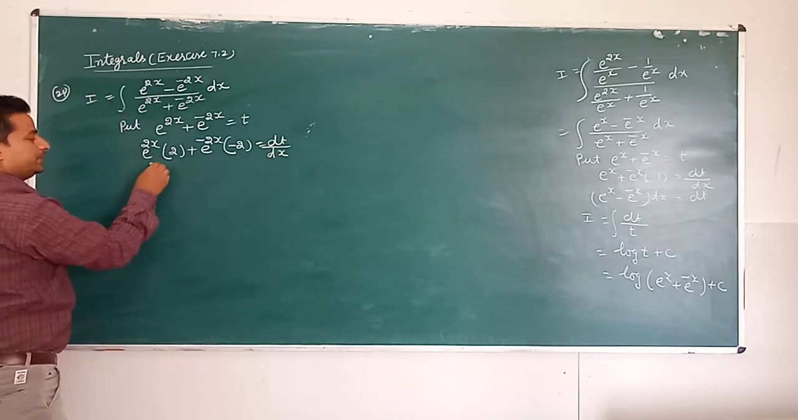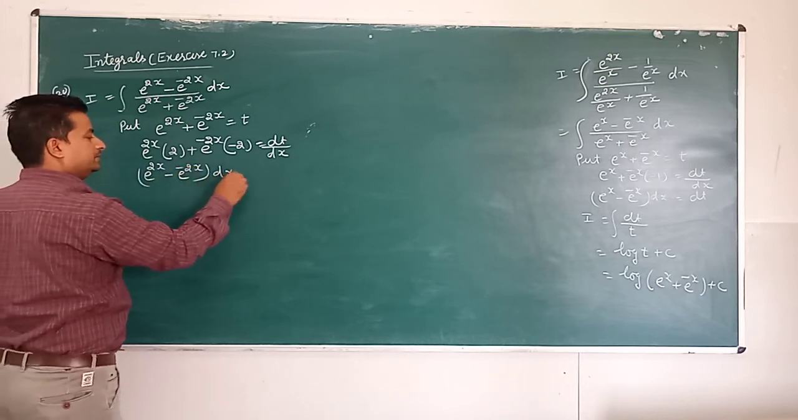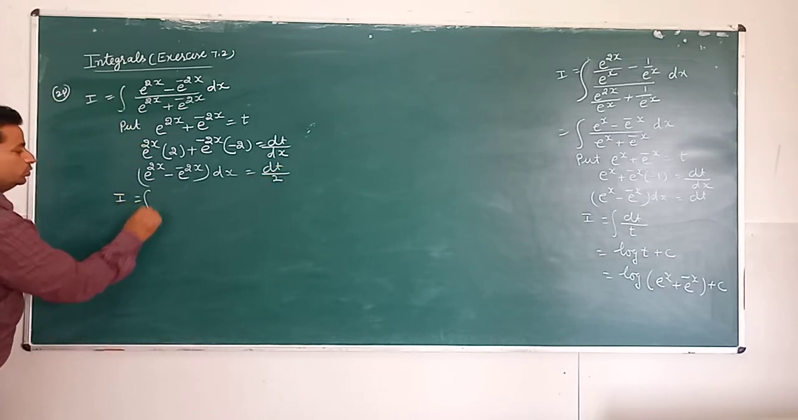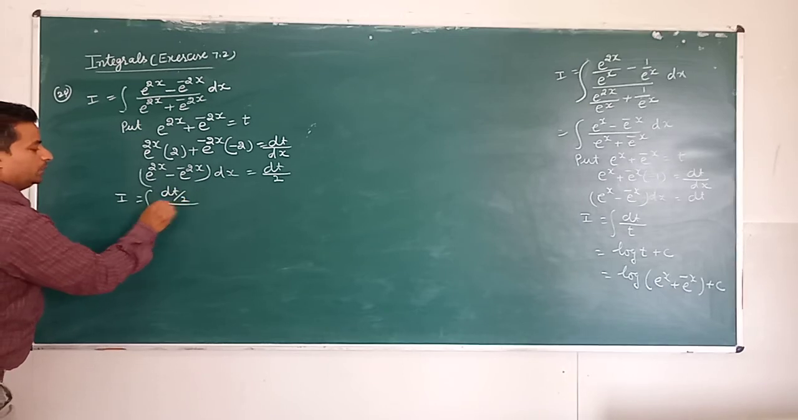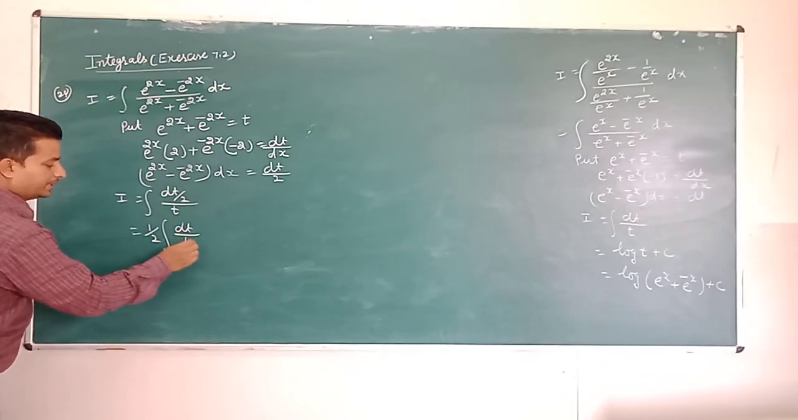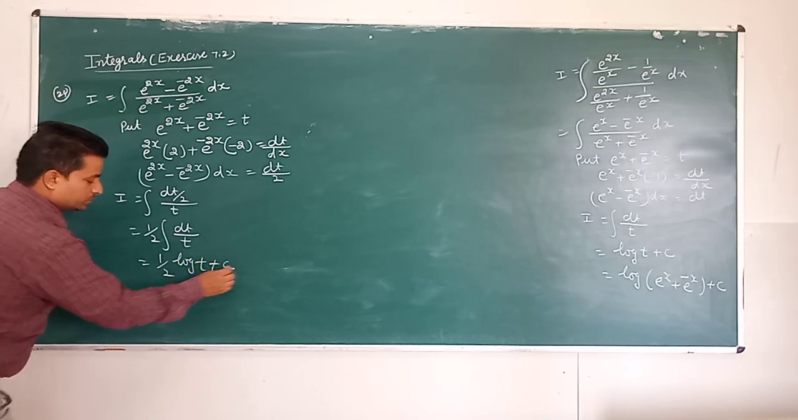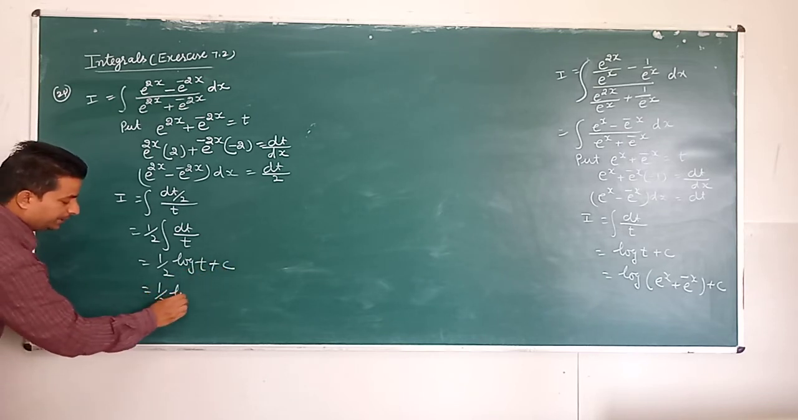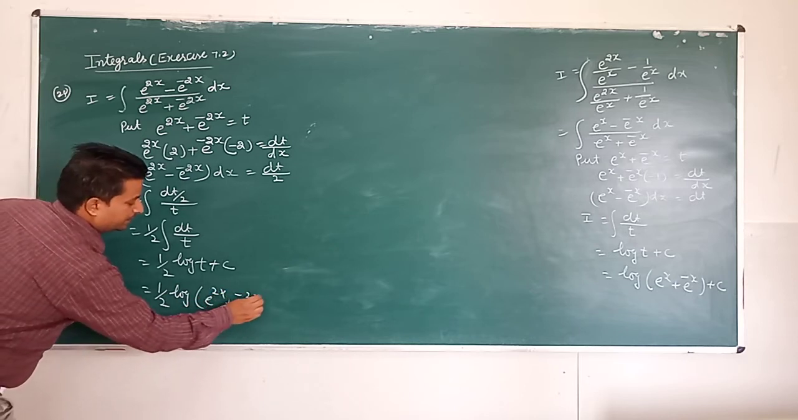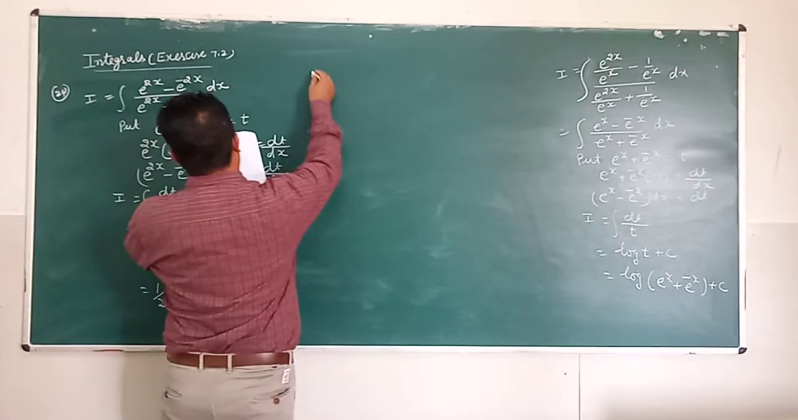So this is e power 2x minus e power minus 2x, and we divide the 2 by dt. So it equals dt upon 2 upon t. When we take this 2 outside the integral, integration of 1 upon t is log t. So the value of t is e power 2x plus e power minus 2x. This is the answer of this question.